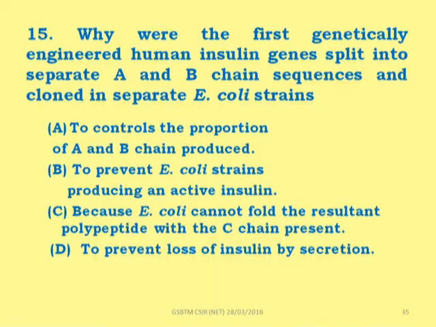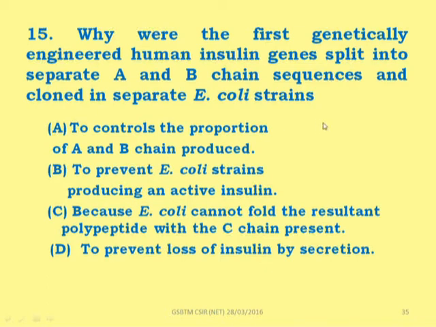And for protein folding, there is a need for HSP proteins, heat shock proteins, also called molecular chaperones. These are basically absent in prokaryotes. So if we clone the A and B genes together for production of insulin, of course a linear structure of amino acids will be produced, but the insulin will be non-functional. Therefore, A and B, this one, because E. coli cannot fold the resultant polypeptide with the C chain present.